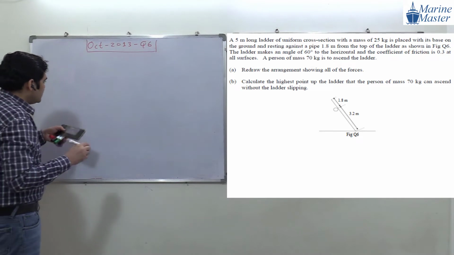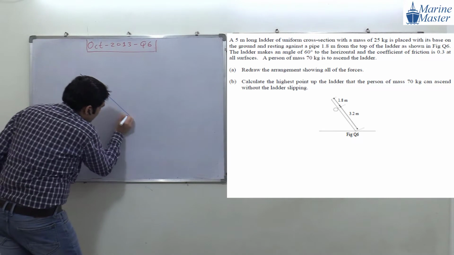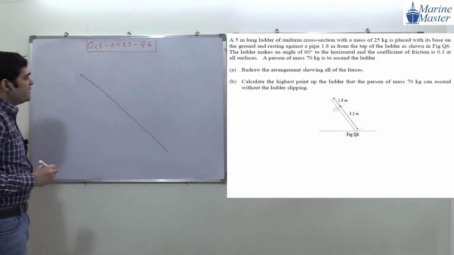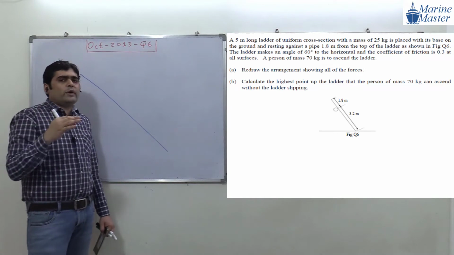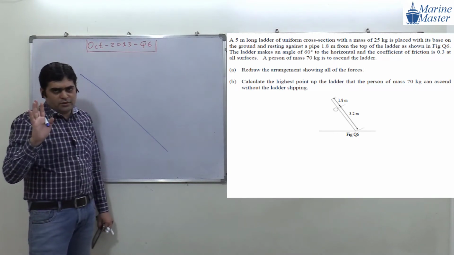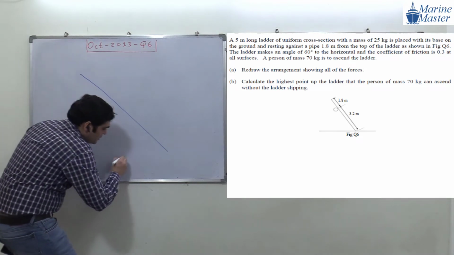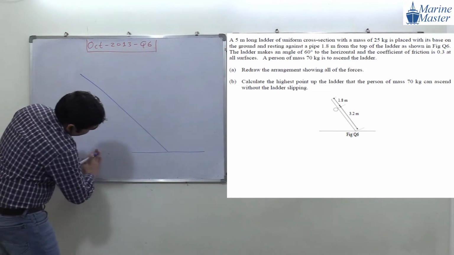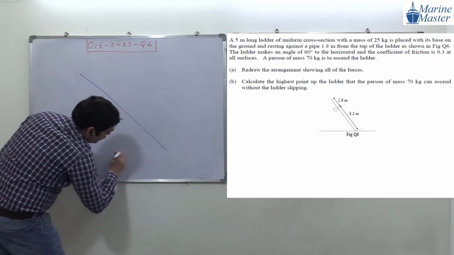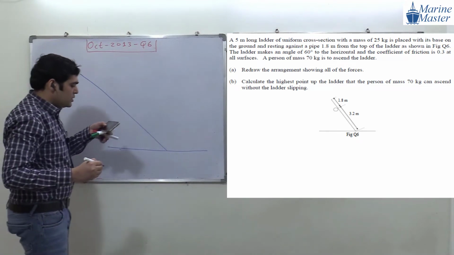So what do we have, guys? This is a ladder. Try to see the drawing. Drawings are very, very important in mechanics, because if your drawing is okay, then the entire question will be okay. So here we have a ladder, and the ladder is resting on the ground. The ground is horizontal, so this is the ground.